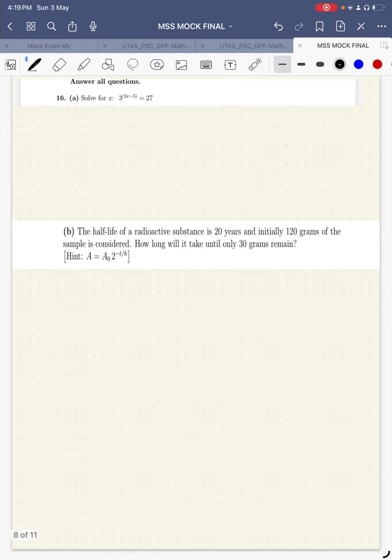Now let's go to question number 16, part A. Solve for x if I have 3 to the power 2x minus 5 equal 27. Remember, we call this one an exponential equation where our variable is an exponent. How are we gonna solve this one? Remember, we need to make the bases equal each other.